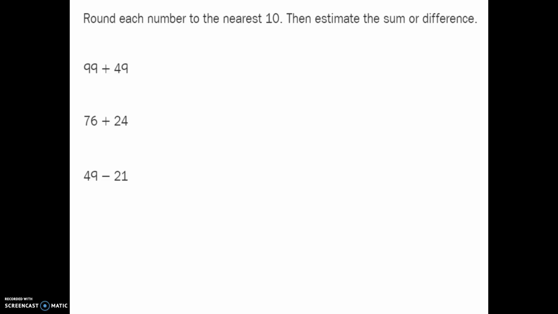All right. So if I'm going to estimate 99 to the nearest 10, well, 99 is between 90 and 100, so it is closer to 100. And 49 is closer to 50. So I will estimate that sum as being about 150.